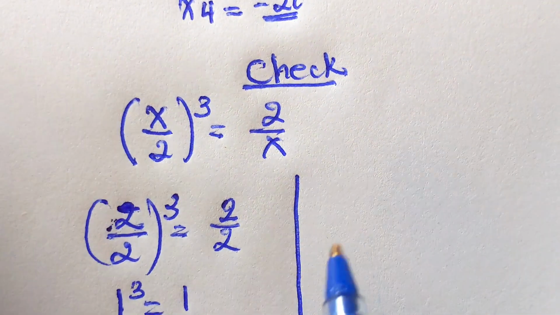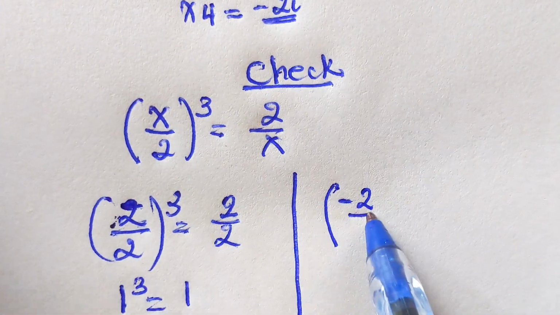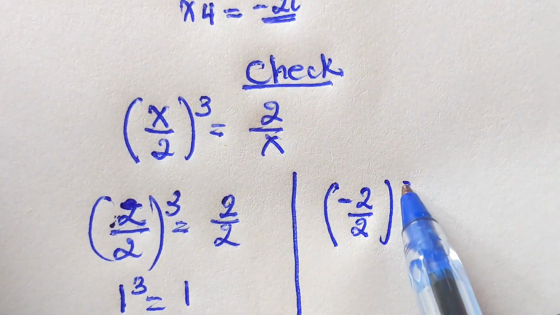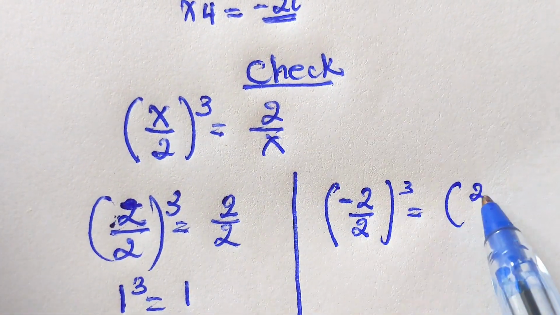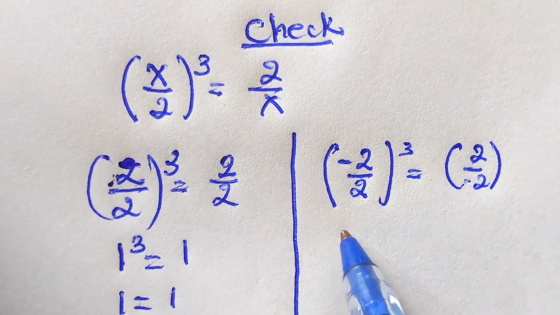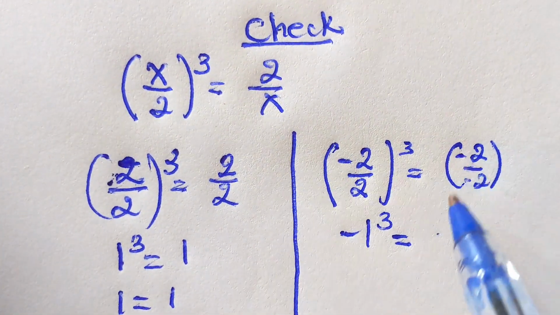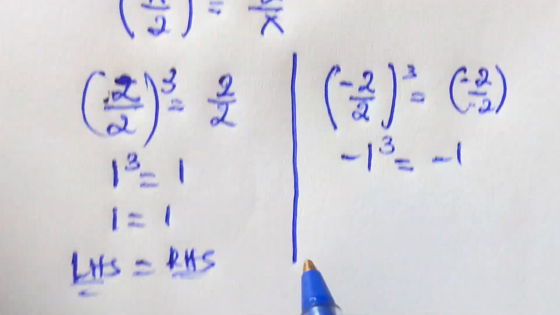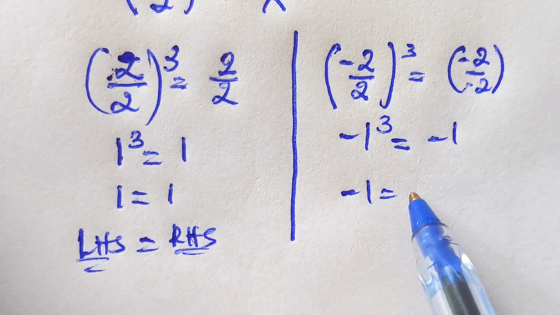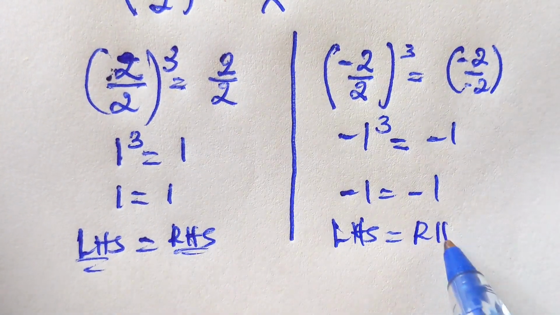Now let's come back to the other one. We have (negative 2 over 2)^3 equals 2 over negative 2. This will be (negative 1)^3 equals negative 1. This is negative 1, which equals negative 1, and the left-hand side equals the right-hand side.